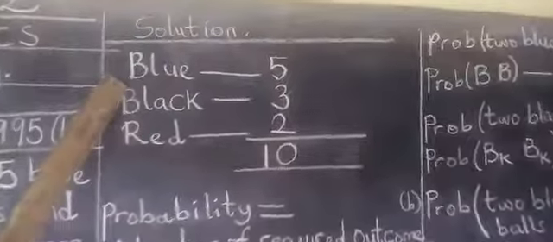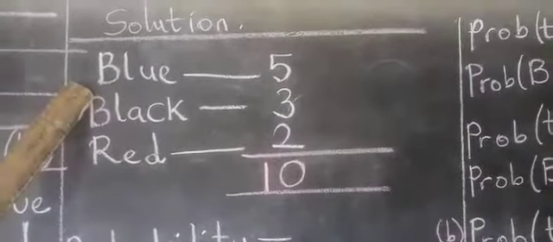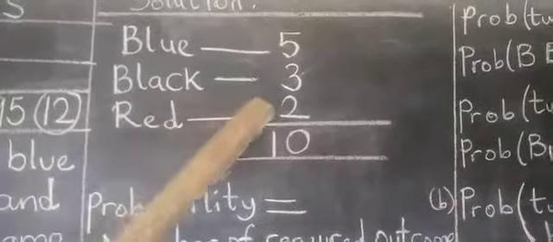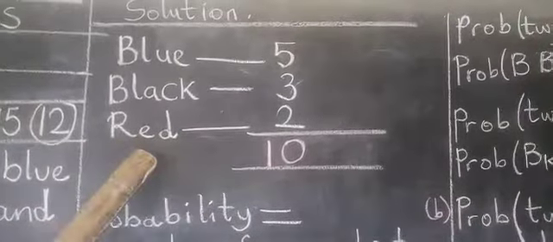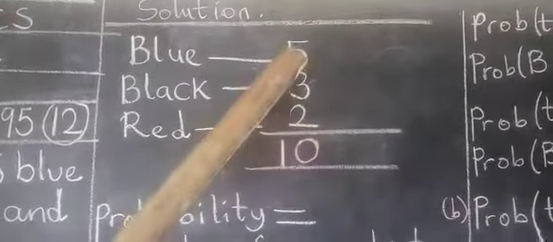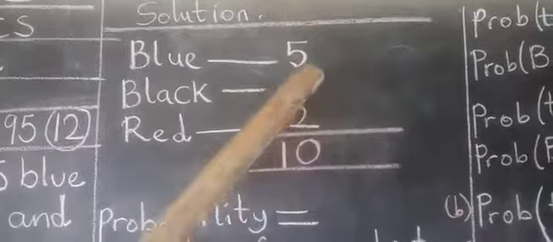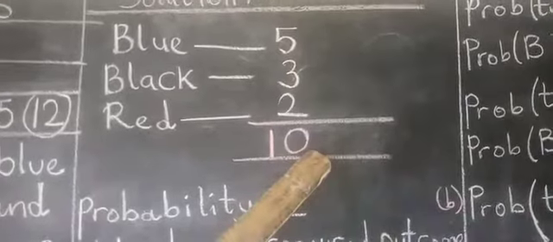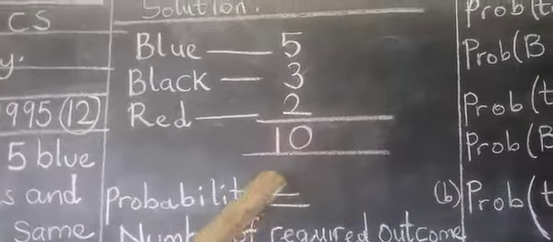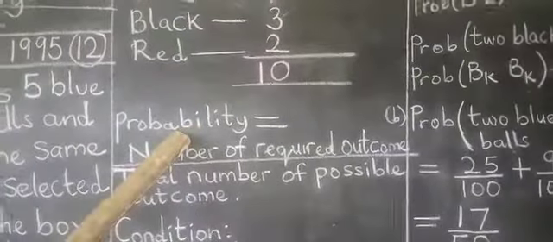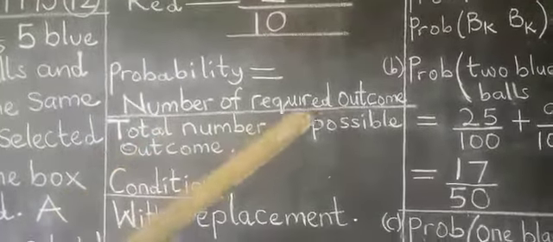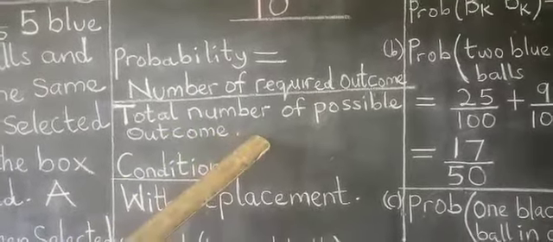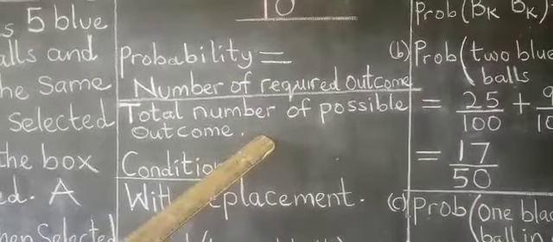We have blue as stated in the question. Blue 5. For the black, we have 3. For the red, we have 2. Then we have to add everything together, 5 plus 3 plus 2. The summation gives 10. Now you continue and say probability is equal to number of required outcome over total number of possible outcome.